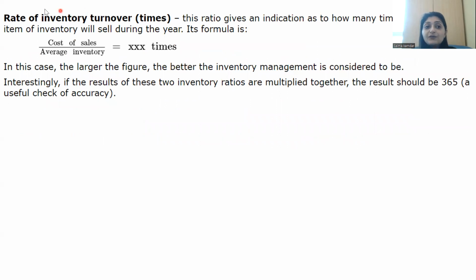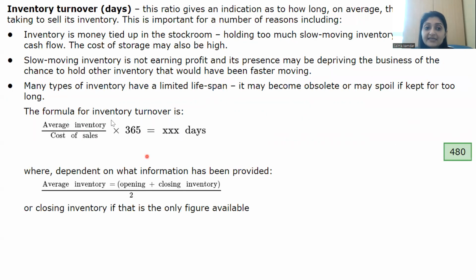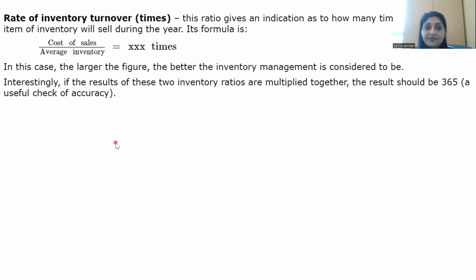Okay. If you have to find your inventory turnover ratio in times, it tells you how many times in a year your inventory is being sold. You just reverse the formula. You write cost of sales over average inventory and you get your answer in times. If it is in days, it is inventory over cost of sales into 365.